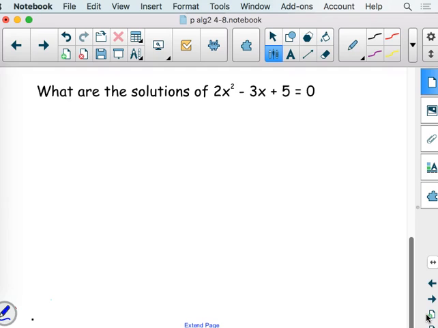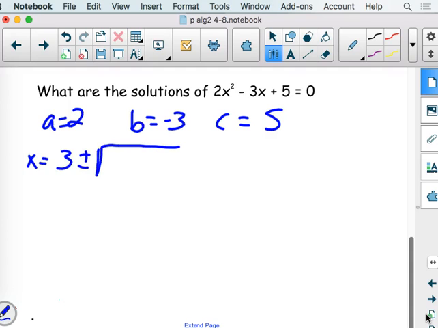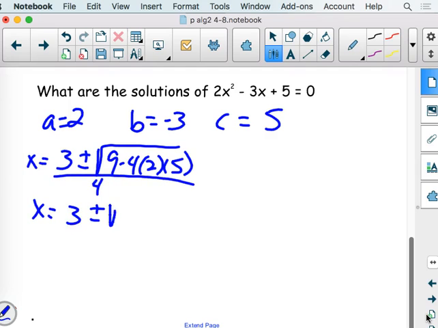Is this ready for the quadratic formula? Oh, yes. It has a zero. Okay. Our a is? b is? c is? And x equals negative of negative 3 plus or minus the square root of 9. Good. So now we have to see what we have underneath there. Well, we've got 4 times 2 is 8. 8 times 5 is 40. 9 minus 40 is negative 31.